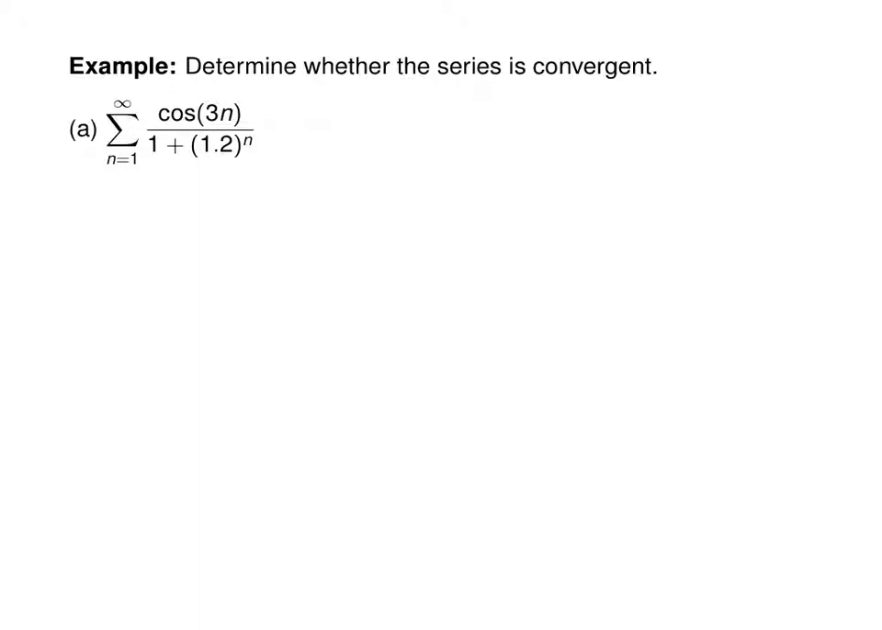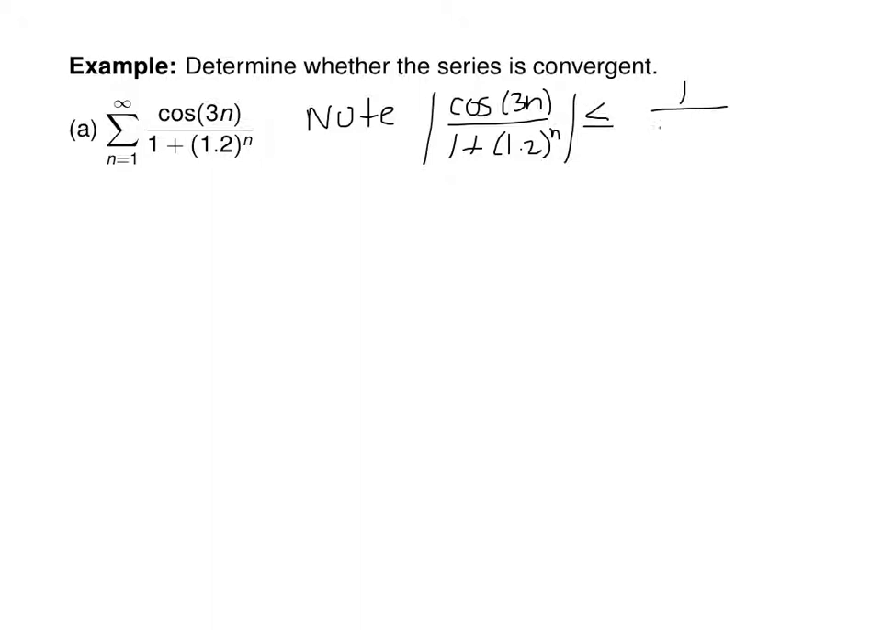So first of all, this series is not alternating because cosine of 3n will not flip-flop between -1 and +1. It's going to have some terms be positive, some be negative. There's not going to be any consistent flip-flopping pattern, so we can't use the alternating series test. But we can start by noticing that the absolute value of cosine of 3n over 1 plus 1.2 to the n is less than or equal to 1 over 1 plus 1.2 to the n, because cosine is bounded between -1 and 1.